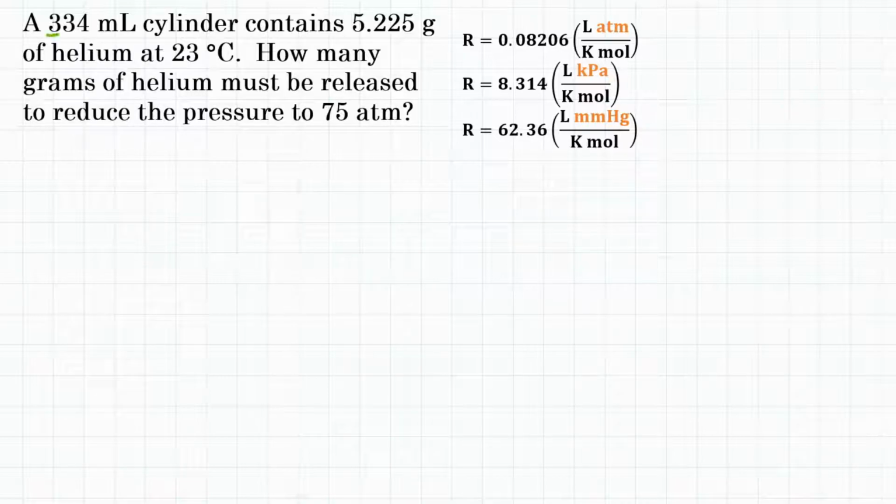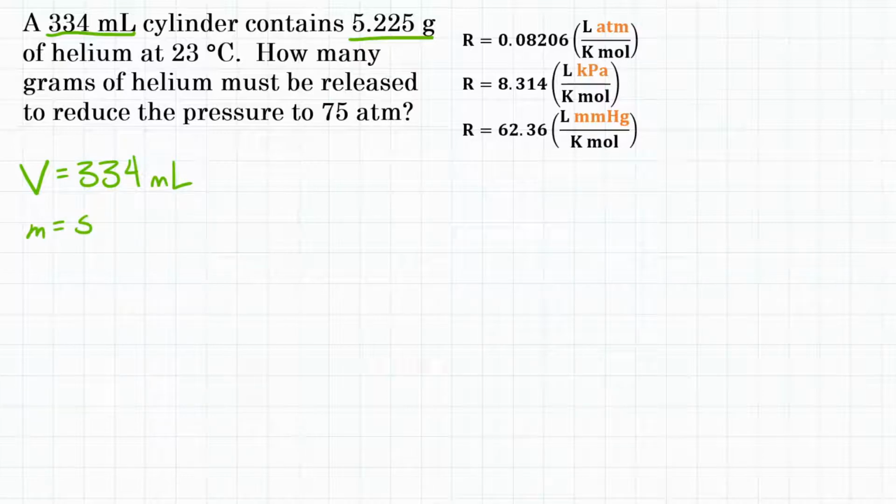First, we have a 334 milliliter cylinder. So that is a volume, 334 milliliters. In that cylinder, we have 5.225 grams of helium. So we have a mass of 5.225 grams. And we are also at 23 degrees C. So we have a temperature at 23 degrees Celsius.